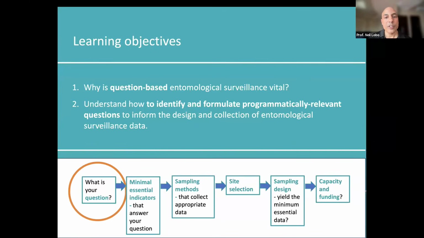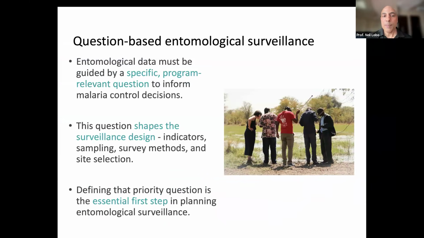So why is question-based entomological surveillance so important? So entomological data must be guided by a specific program relevant question. And this is directed towards malaria control decisions. And as I mentioned earlier, many countries collect a ton of data. If you look at your country data, I'm sure you have a lot of data. And when you look at the decisions made by a country for entomological vector control, you will probably note that a lot of the data you collect doesn't even feed into that.